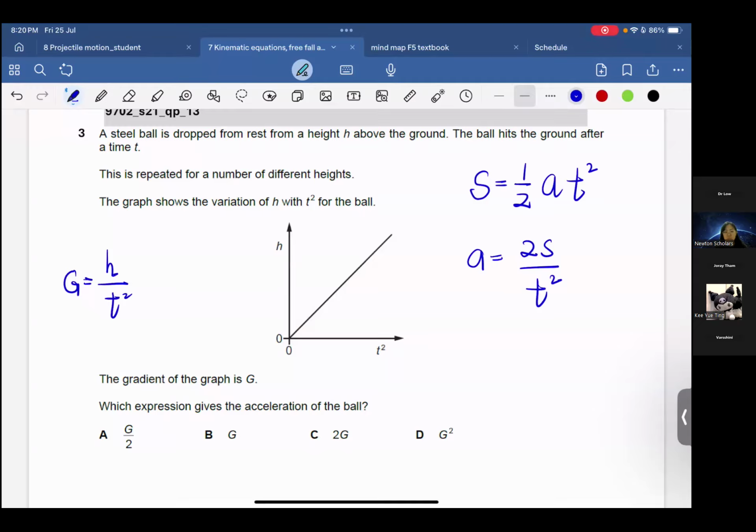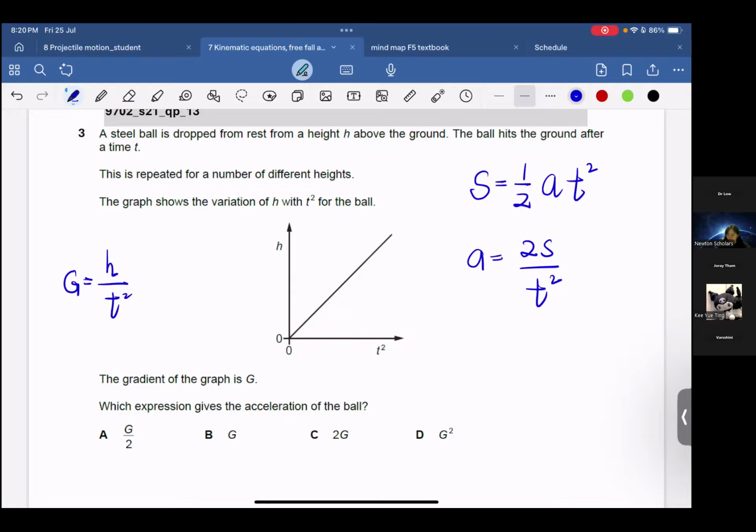I rearrange the formula to find your acceleration. Then how do I relate this equation with the gradient? So it will equal how many times the gradient? Well, 2G, correct. Jore, C, correct.